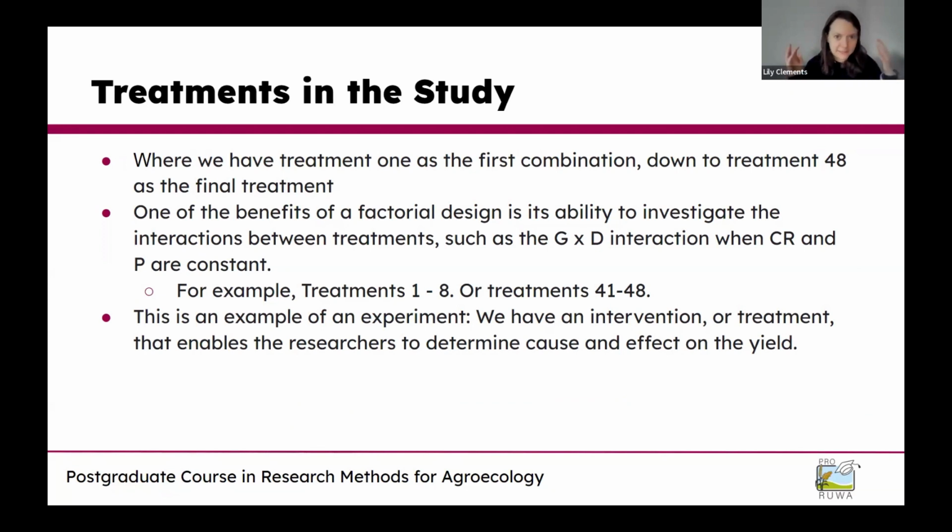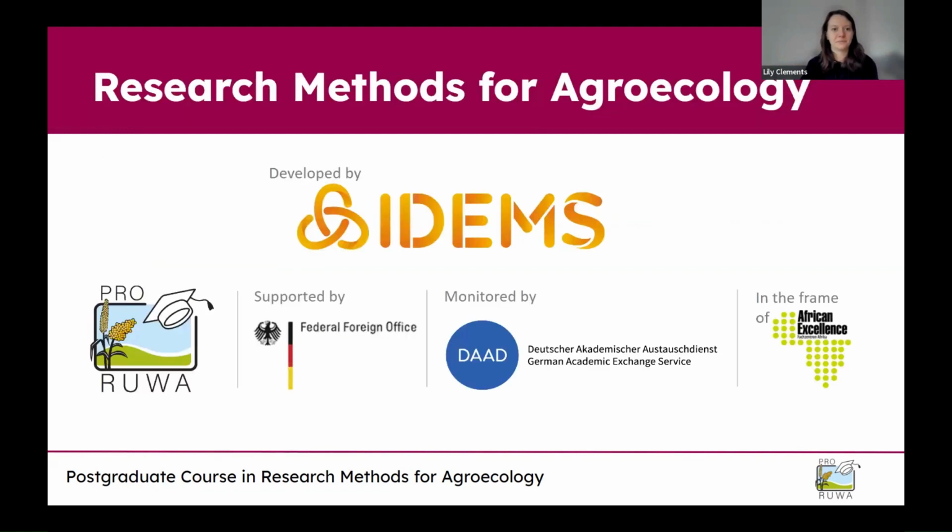So this is an example of an experiment. An experiment is when we have a treatment, or in this case, 48 treatment combinations. We have an intervention or a treatment which enables the researchers to determine cause and effect on the yield.